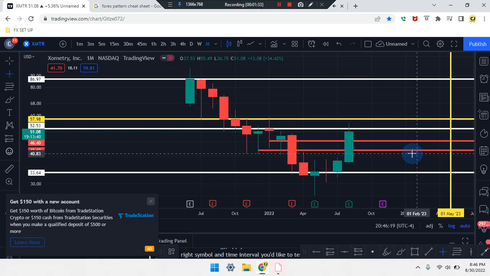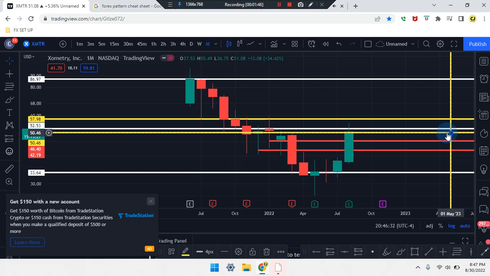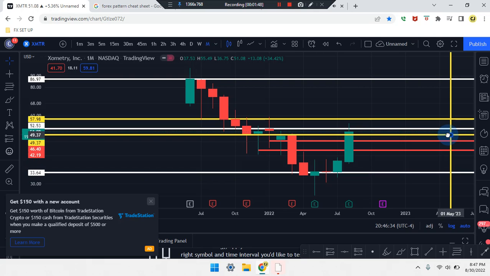And if price works its way down, it can head back to the previous SR line of 46.40, unless there's a mid-range in that area. So it could be something in this area here. So it may head back down to 49.57.